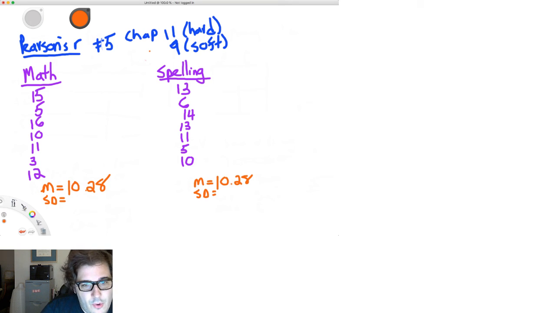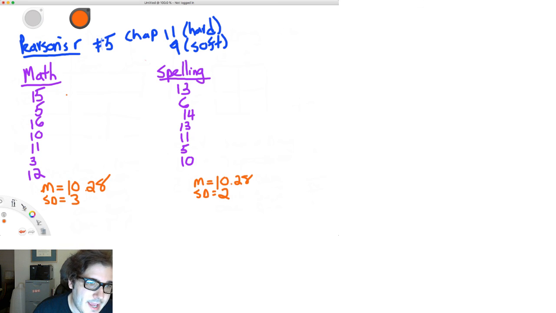So which one varies more? Around 10.28. This one goes up to 15 and 16. This one only goes up to 14. So this one's going to have the higher standard deviation. So let's say here the standard deviation is, I don't know, 3. Let's say here the standard deviation is 2. These are guesses. I didn't calculate these.